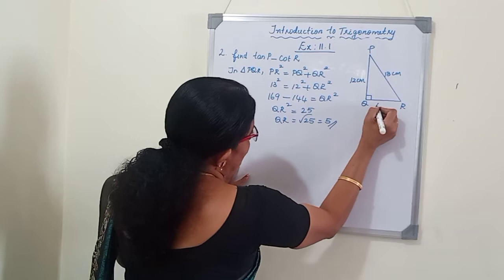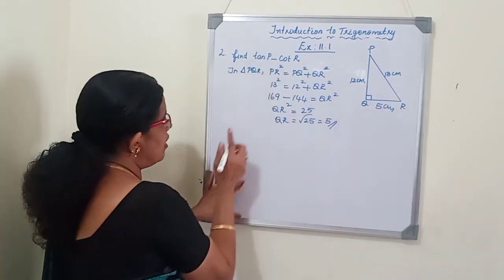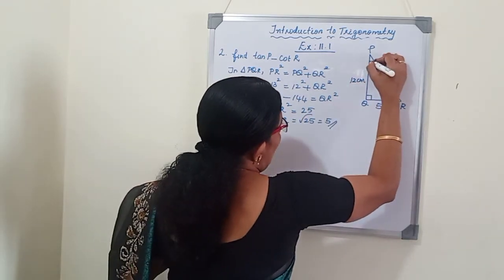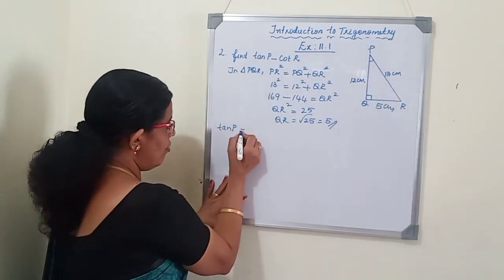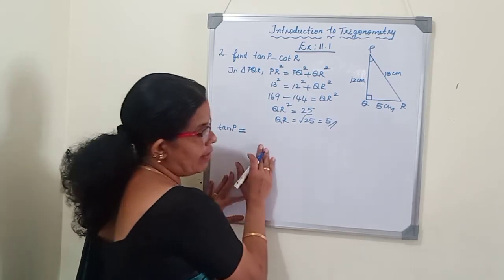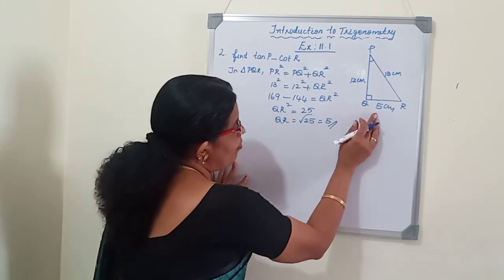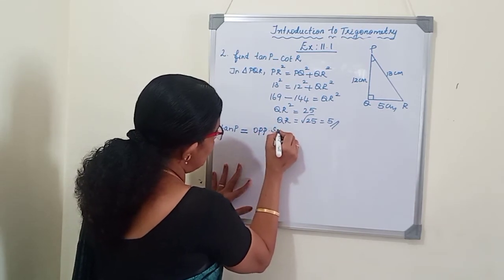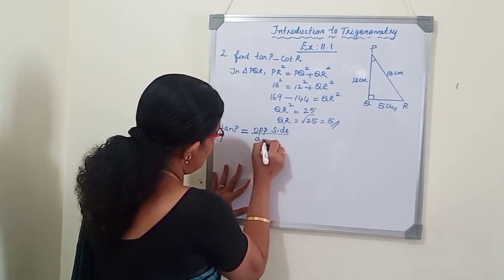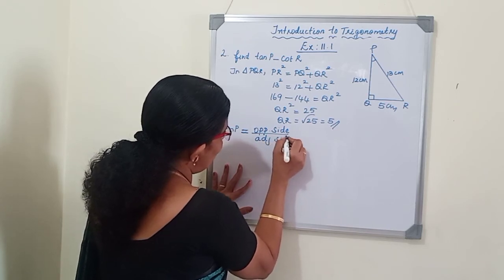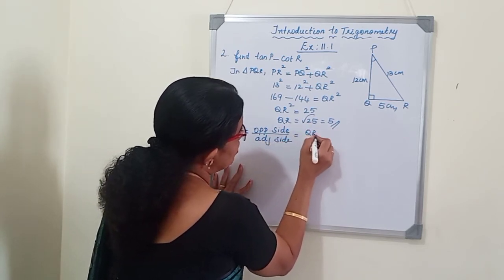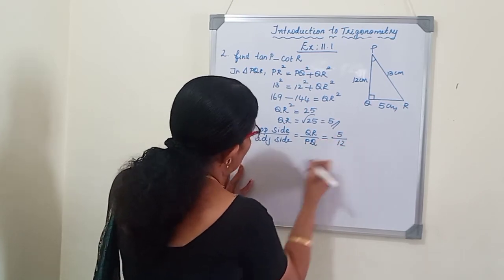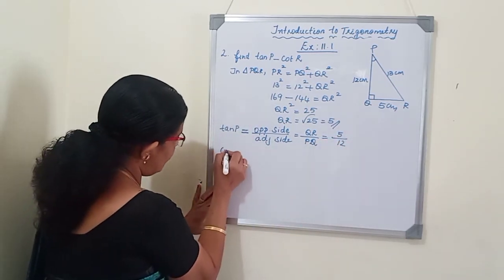So, after getting QR, we will find tan P. First, we will see tan P. Tan P means with respect to angle P, we have to write the formula. What is the formula for tan theta? Tan theta is opposite side by adjacent side. Tan theta equals opposite side by adjacent side. So, opposite side is QR, adjacent side is PQ. Therefore, 5 by 12.